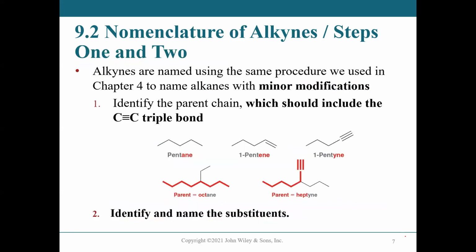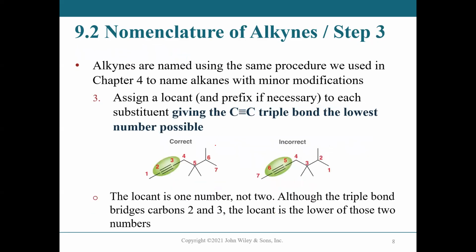All right. So alkynes are named using the same procedure we used in chapter 4 to name alkanes. Identify the parent chain, which would also include the alkyne triple bond. They show you the ene, they show you the yne, octane, heptene. So, 1, 2, 3, 4, 5, 6, 7. This would be incorrect over here.